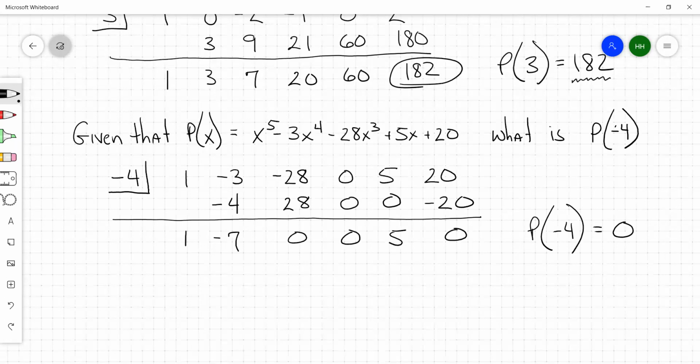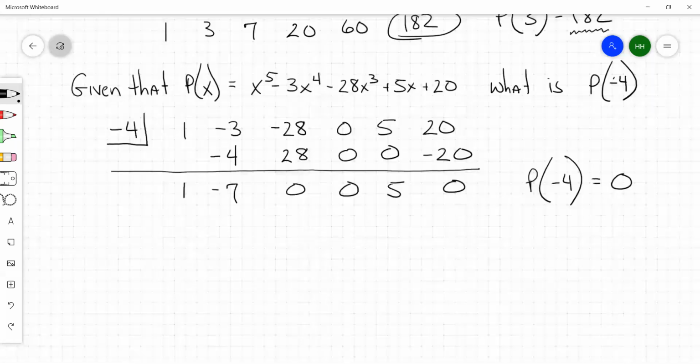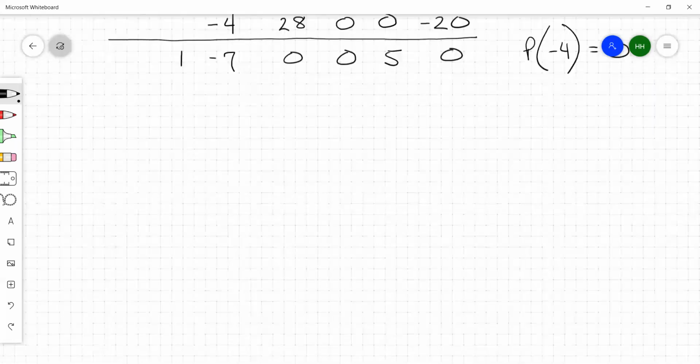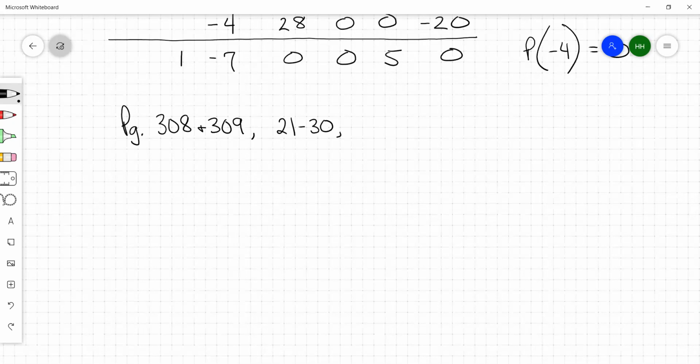All right, so your practice for today is going to be on 2 pages. Page 308 and 309. 21 to 30. And then 32 to 39. Usual in the basket, or email a picture.